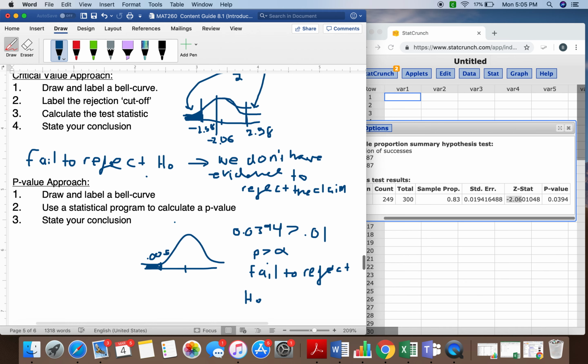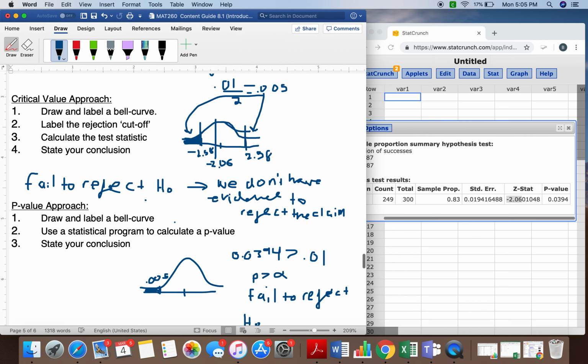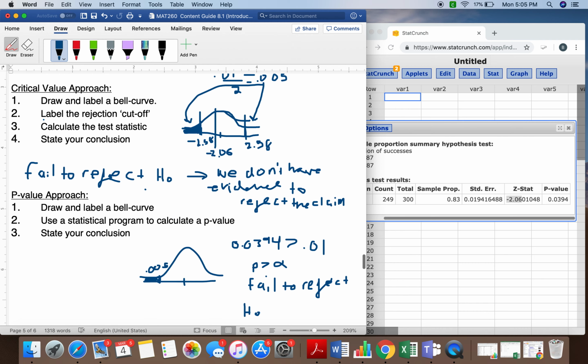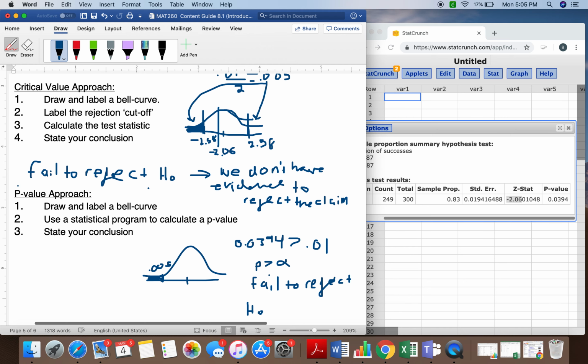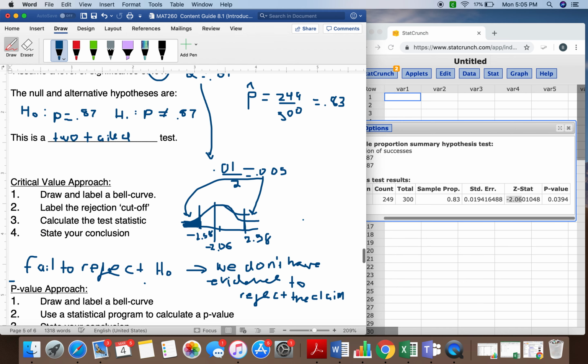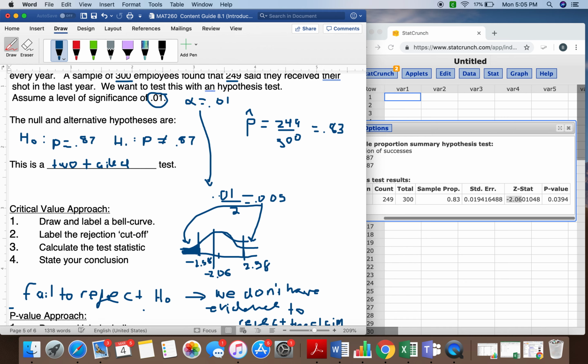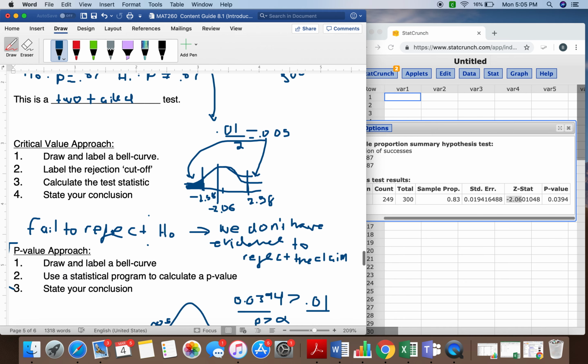So that is how you find both of these in StatCrunch, doing it with both approaches. Both of these approaches will always agree, so you only have to do one. I think the p-value approach is easier because all you have to do is compare the p-value to your alpha level, which we found up here. For the critical value approach, you had to first figure out what the z was and then compare your value that you found.